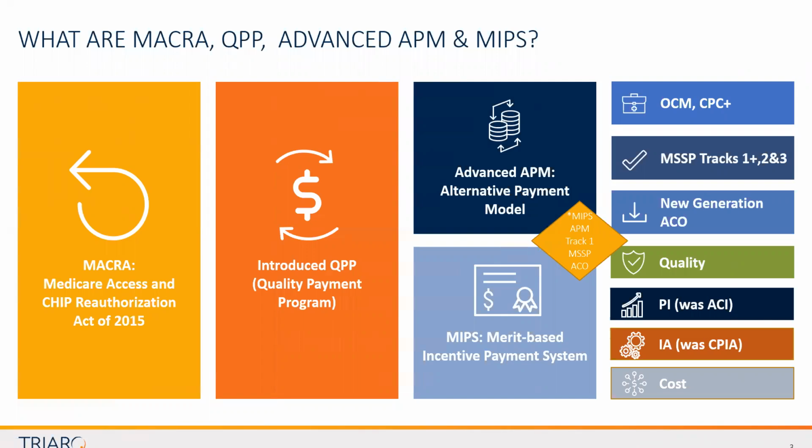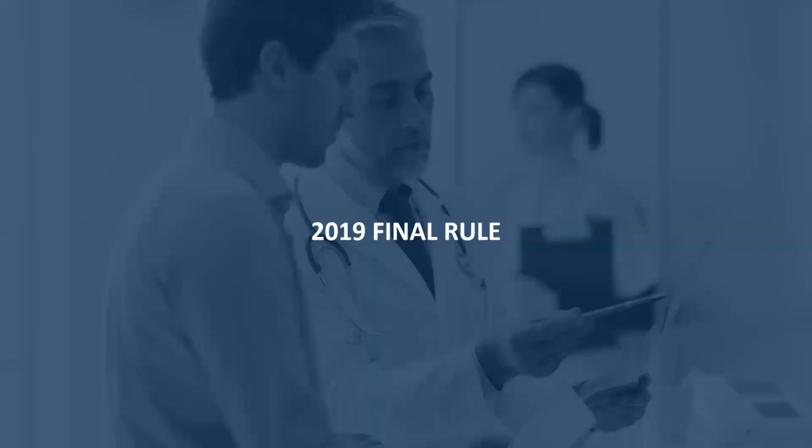There are some of you who fall into the category of what we call a MIPS APM. The Track 1 MSSP ACOs are an example of that. So you kind of live in two worlds. You have to still do the promoting interoperability category, but your ACO is handling quality and improvement activities, and you don't have to report cost. So it's important to know where you live in this world of the quality payment program.